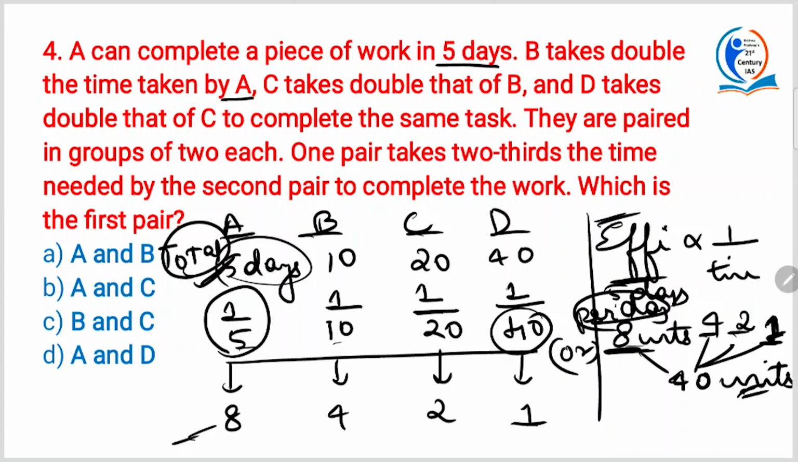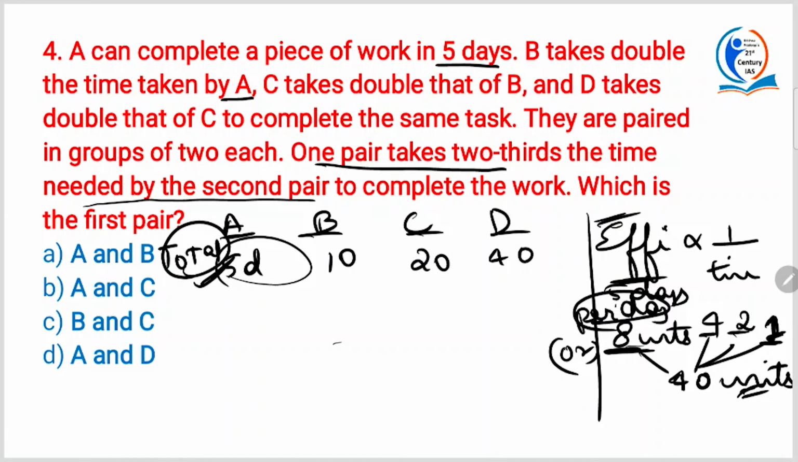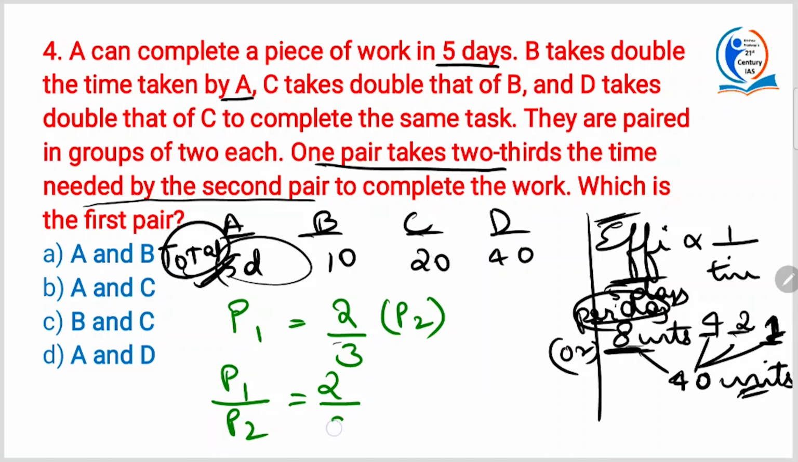Now what is the condition given? Now they are paired. Two fellows in one pair. One pair takes 2/3 of the time needed by the second pair, which means pair 1 takes 2/3 of the time taken by pair 2 for the same amount of work. So the efficiencies of pair 1 and pair 2 are in the ratio 2:3. Now you have to choose the partners in such a way that this ratio is intact.